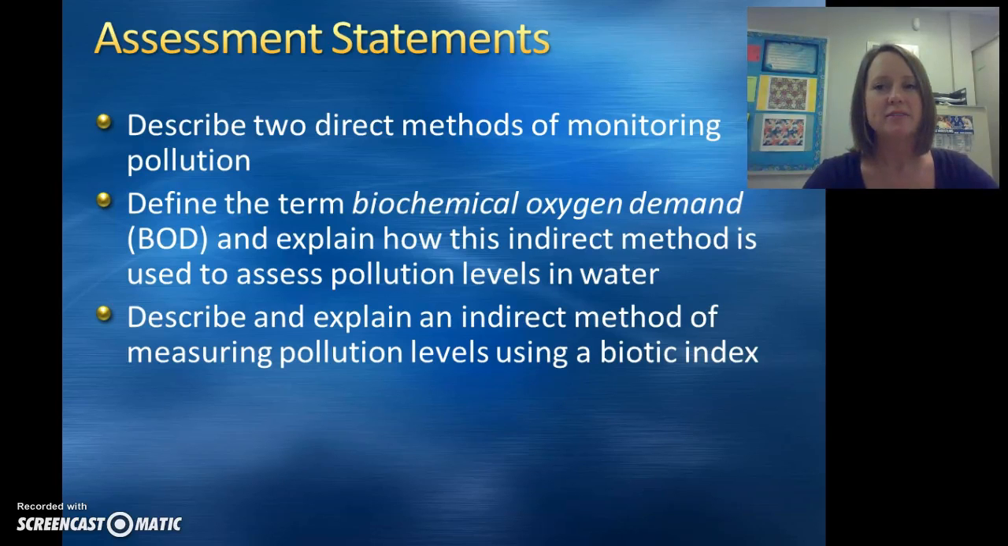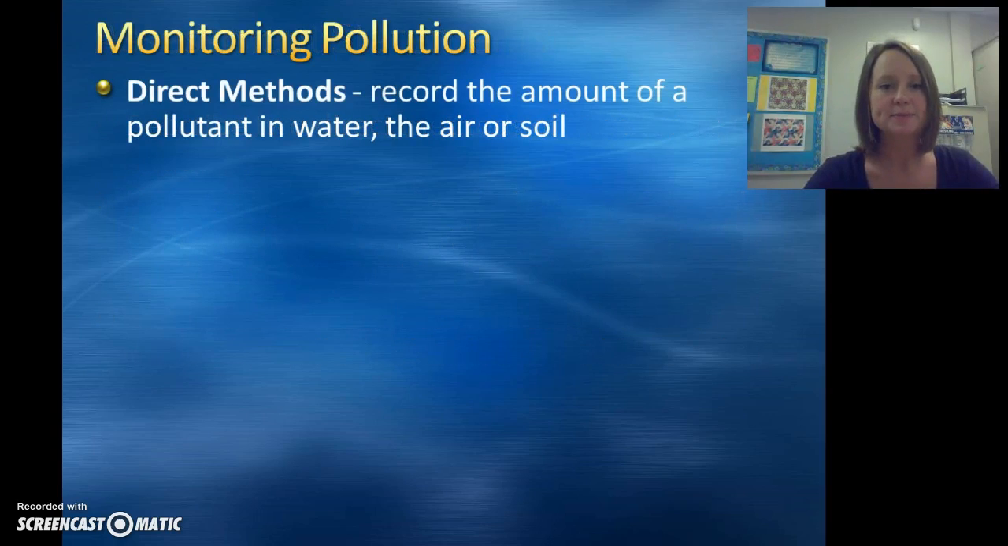Topic 5 deals with pollution. In part 1, we'll be looking at how we can monitor pollution in both terrestrial and aquatic ecosystems. What we're going to look at today is what methods we can use to monitor pollution. So we'll be looking at direct methods and indirect methods. Specifically, we'll be looking at biochemical oxygen demand and measuring dissolved oxygen. We'll also look at another indirect method using a biotic index.